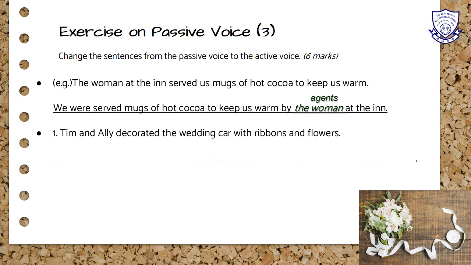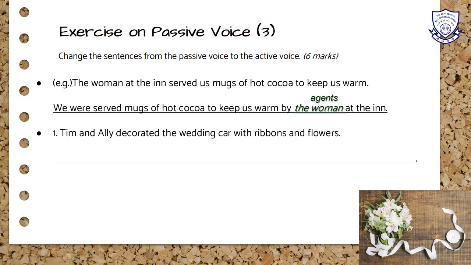Here is the third part of the third exercise. And this part certainly is more difficult because you have to rewrite the whole sentence. So let's have a look at question number one. The sentence in the active voice reads, Tim and Ellie decorated the wedding car with ribbons and flowers. So if you are familiar with sentence structures, you should know that Tim and Ellie are the subject, and then the wedding car is the object. And of course, decorated is the verb.